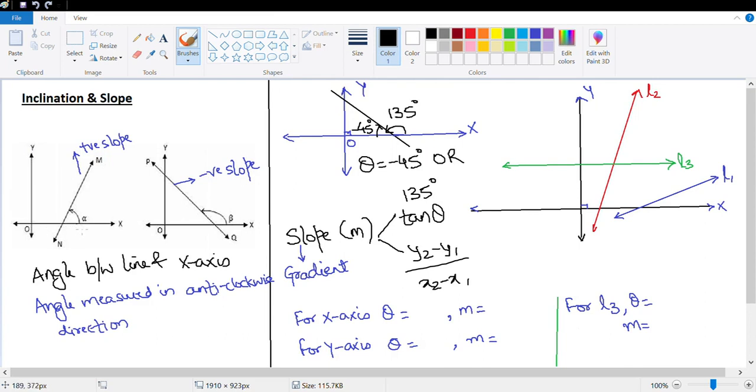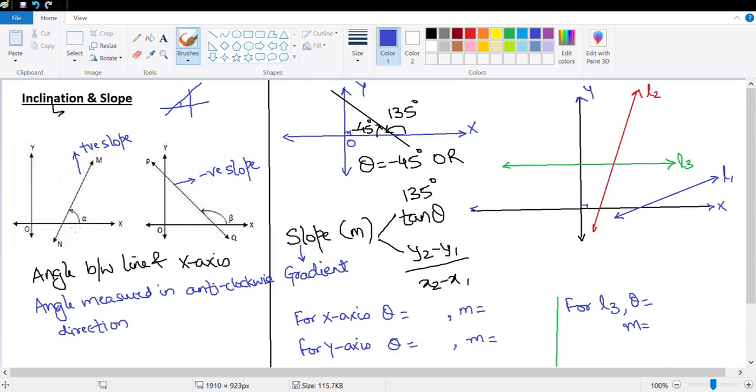Now, angle, which is the inclination, is the angle which a line makes with the positive side of the x-axis. So inclination is the angle which any line makes with the positive side. Now, what does positive side mean? It means on the right hand side, towards the right of the x-axis. Perfect. So that's one. And the angle is measured in anti-clockwise direction.